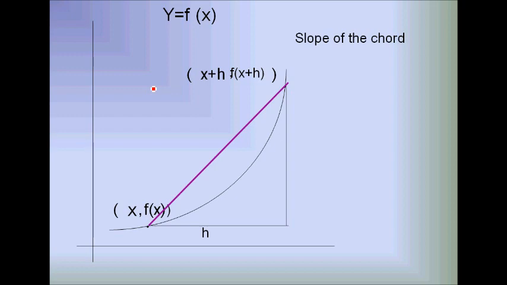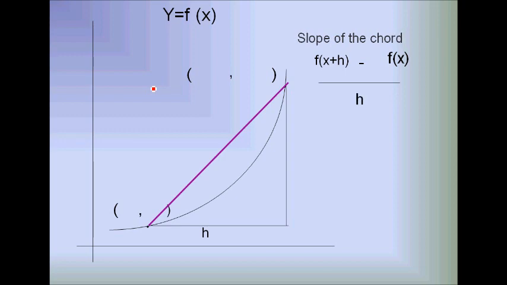What will be the slope of the chord? Slope of a line is change in y over change in x. So the slope of this purple line will be change in y, which is f of x plus h minus f of x, and the x values are x plus h and x, so the difference is x plus h minus x. The x cancels and you get only h in the denominator. When does this chord become a tangent?